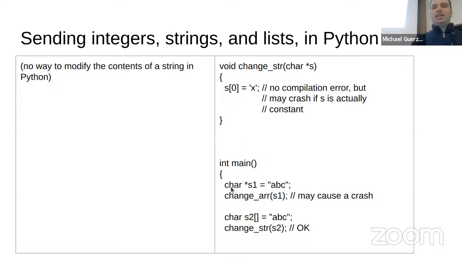So, okay, and this would get you a warning if you try to compile it. This, on the other hand, is completely okay, right? So here, S2 is an array. You can change the first element of the array to something else, completely fine.